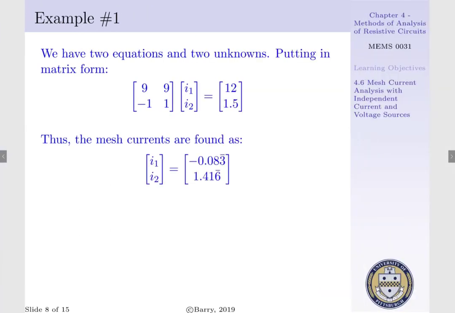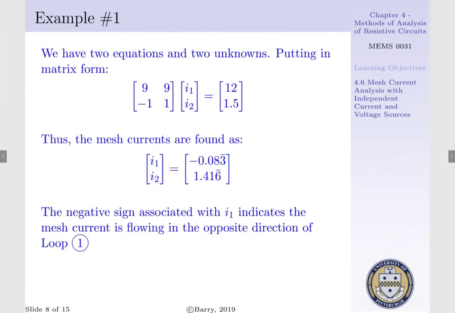such that I1 is equal to minus 0.083 repeating amps, and I2 is equal to 1.416 repeating amps. It's noted that the negative sign associated with the I1 indicates that the direction of that current following our mesh loop is actually going counterclockwise.